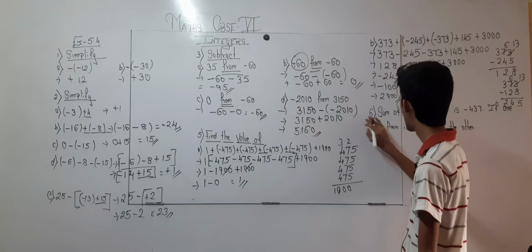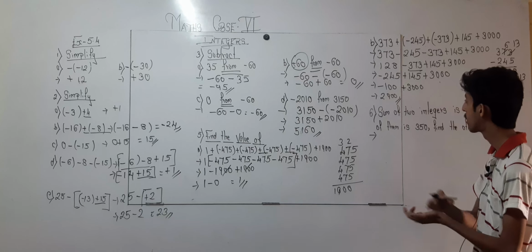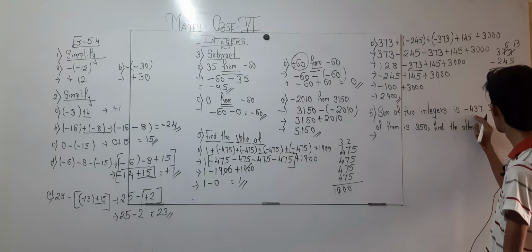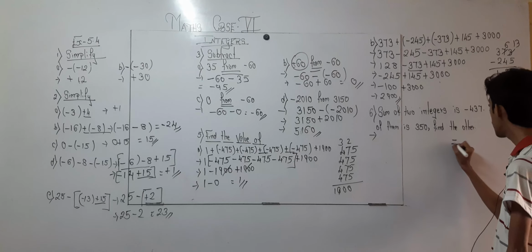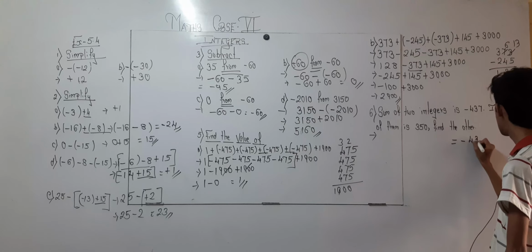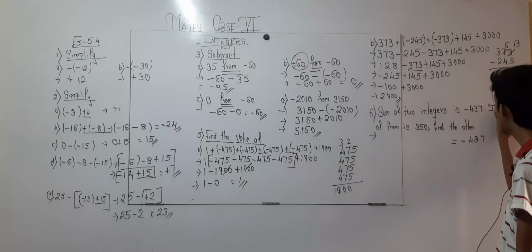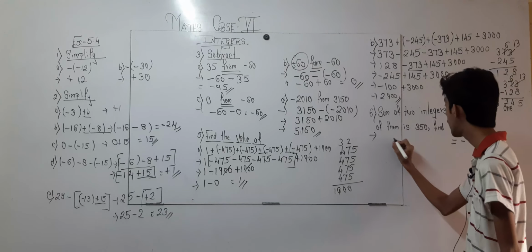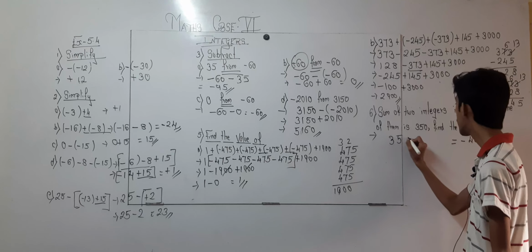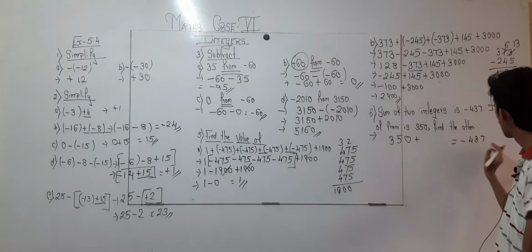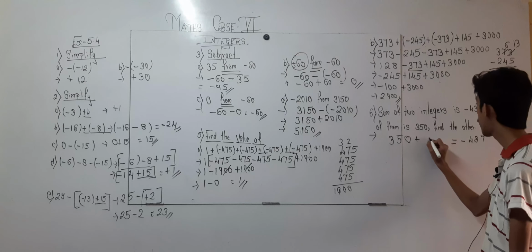Okay. Now moving on to question number 6. The sum of the two integers is minus 437. If one of the numbers is 350, and it is told that the sum of the two numbers is minus 437, find the other number.